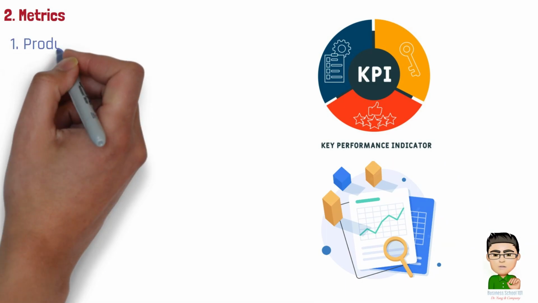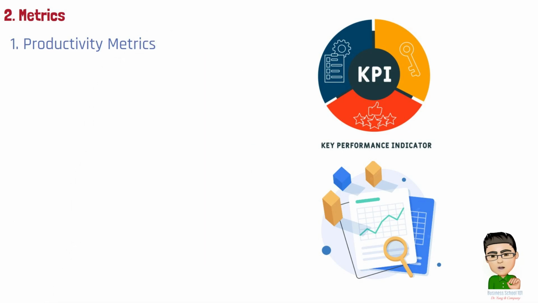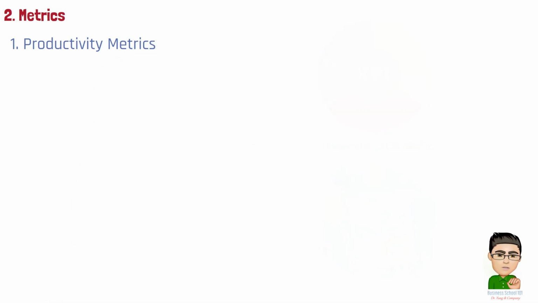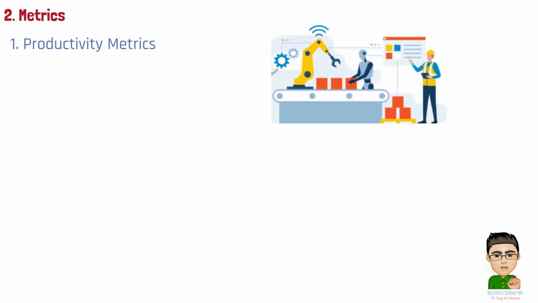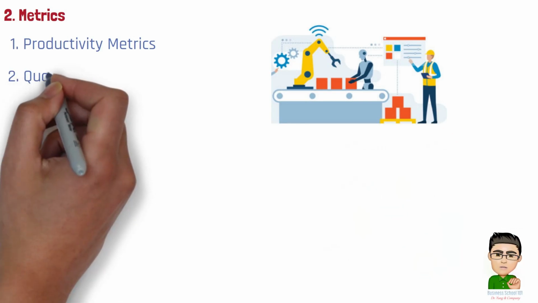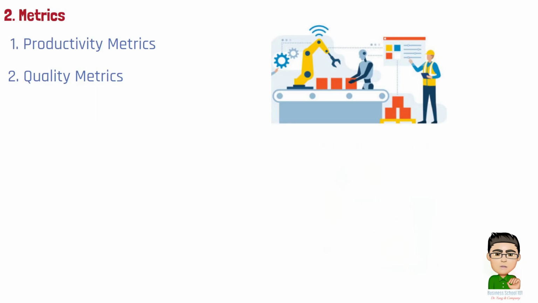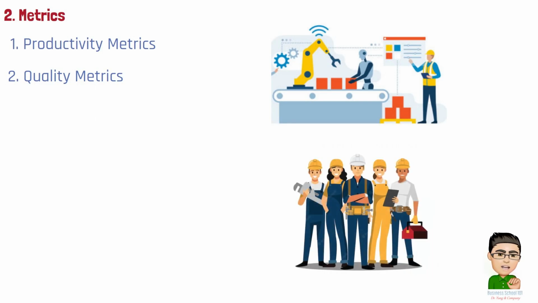Number 1. Productivity metrics. These metrics assess the efficiency of an employee's work. Common examples include the number of units produced per hour, the number of tasks completed, or the amount of work output in a given time frame. Number 2. Quality metrics. These metrics evaluate the quality of an employee's work. Examples include error rates, defect counts, or the number of customer complaints related to a product or service.